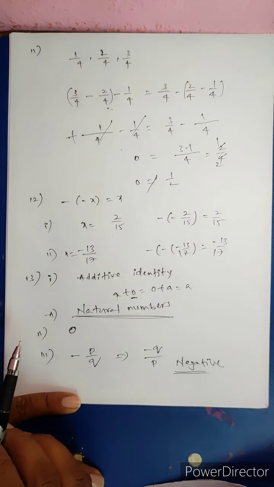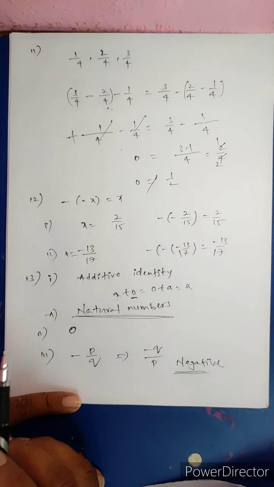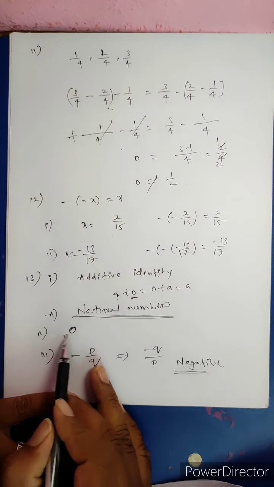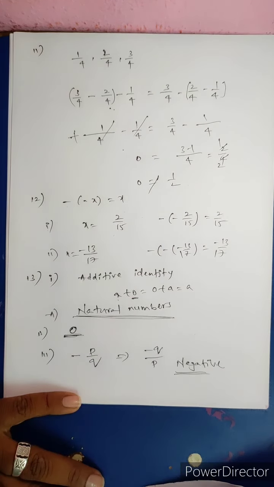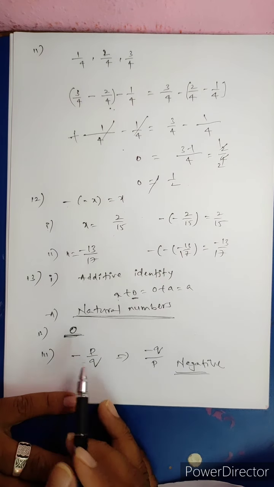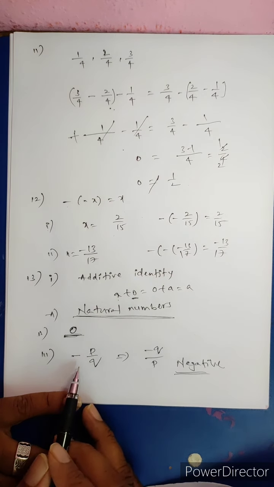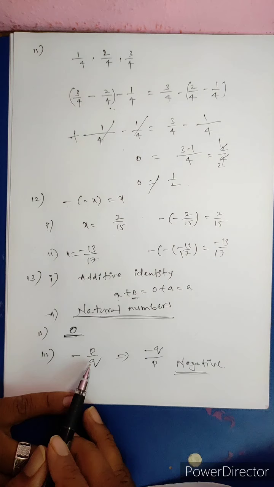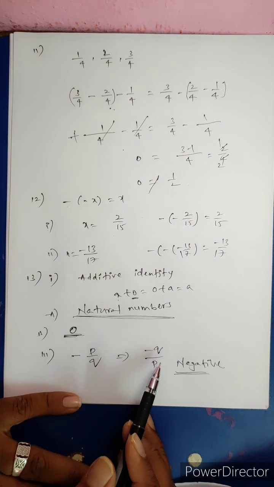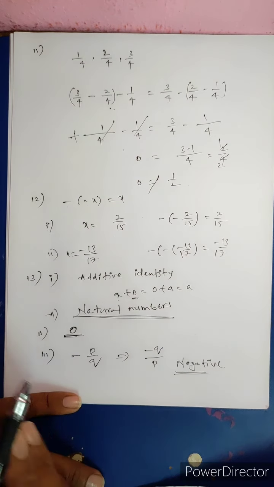Now the second one, the rational number that does not have any reciprocal: 0 does not have any reciprocal. And the third one, the reciprocal of a negative rational number. Suppose -p/q is a negative rational number, its reciprocal -q/p is also a negative rational number.